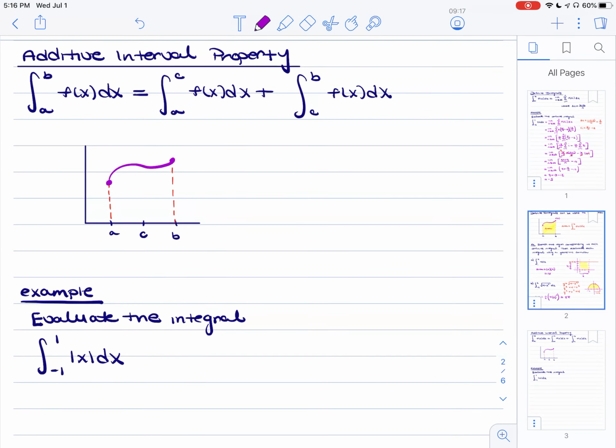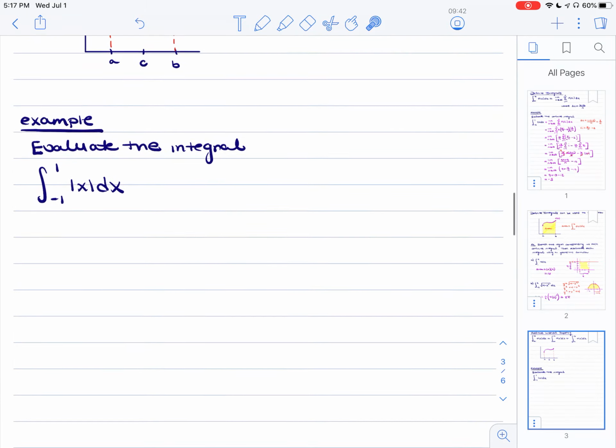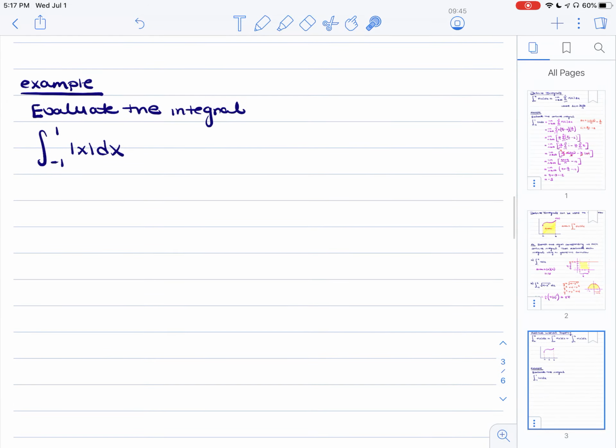All right, the next thing we're going to look at here is the additive property. What this is saying is that if we want to evaluate an integral from a to b, and we can find some point c that falls within that interval, then we can break our integral up into two pieces: one integral from a to c, and then a second integral from c to b. Now this is going to come in handy in particular on functions like an absolute value function. So let's go ahead and sketch this graph out real quick.